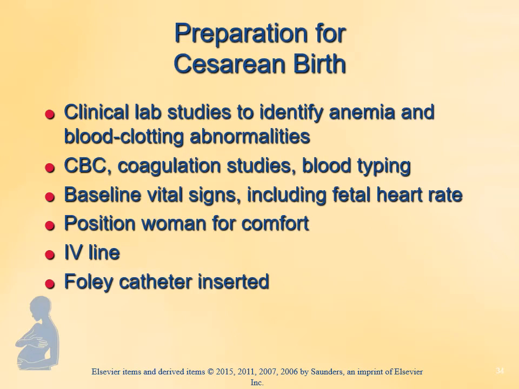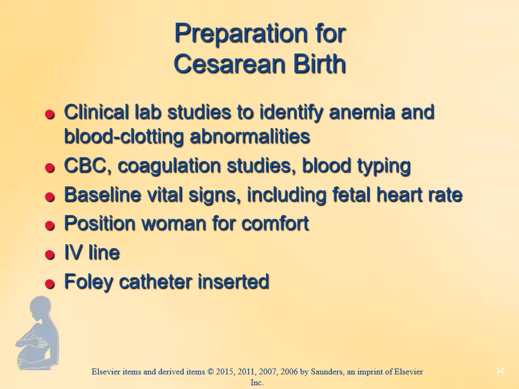In preparation for a C-section, we want to make sure that we look at the results of our CBC. We want to identify if she has anemia or any blood clotting abnormalities, so we're looking specifically at her hemoglobin and hematocrit and also her platelet count. We usually draw a CBC on everybody who's admitted, and we type their blood as well. Occasionally, we might do coagulation studies if there's an indication for doing that. We, of course, want to get a baseline set of vital signs, including the fetal heart rate and the maternal temperature, so that we can assess for any changes that might occur in either mom or baby.